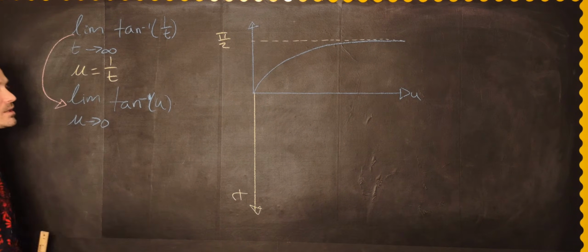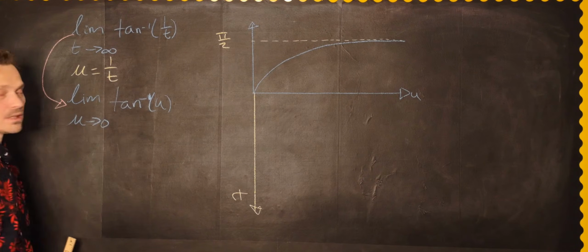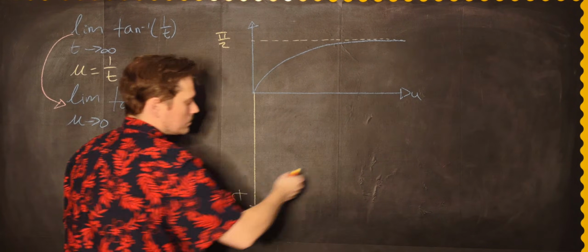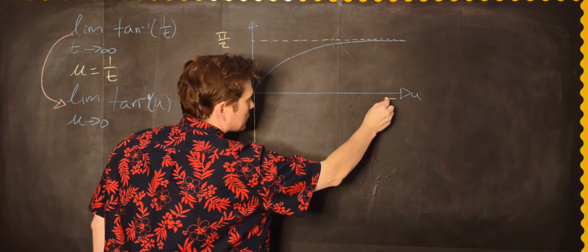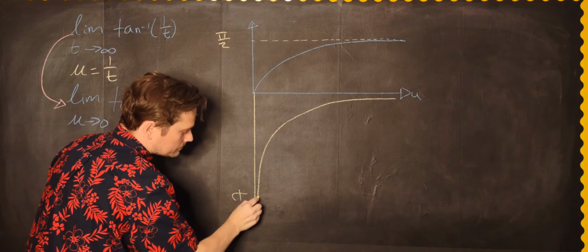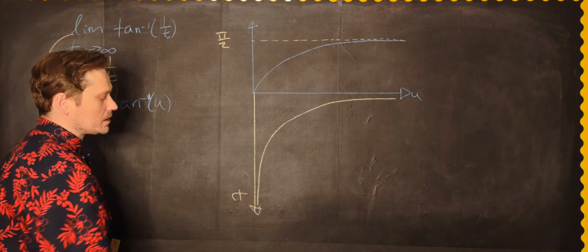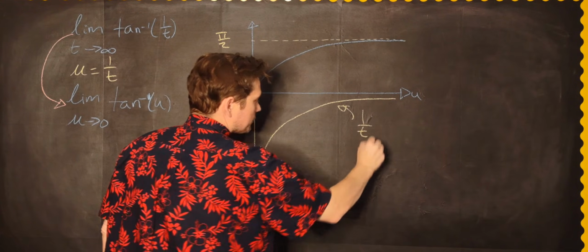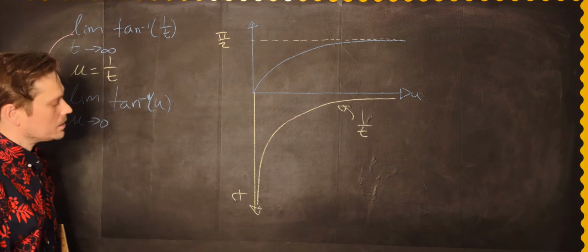Then where within this construction does 1 over t appear? Well, if this is the t-axis and this is the u-axis, then 1 over t would look something like this. You see? Like that. That's 1 over t now. So let me label it. This is 1 over t in this construction.